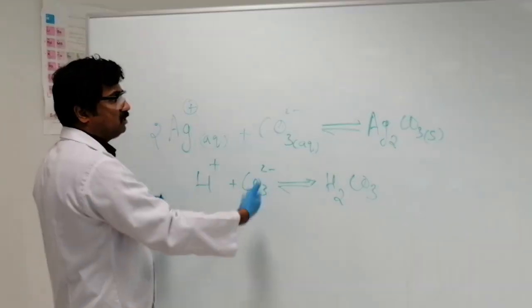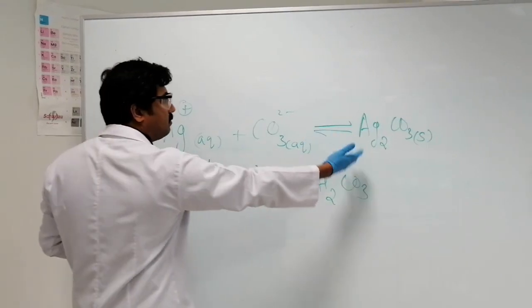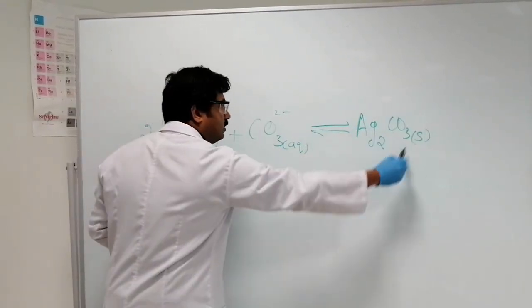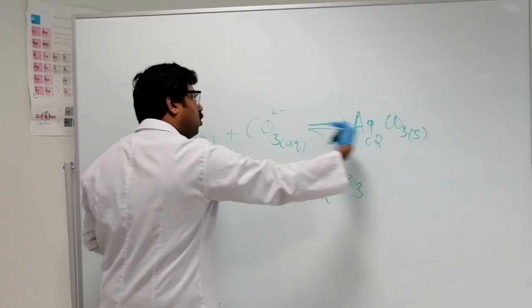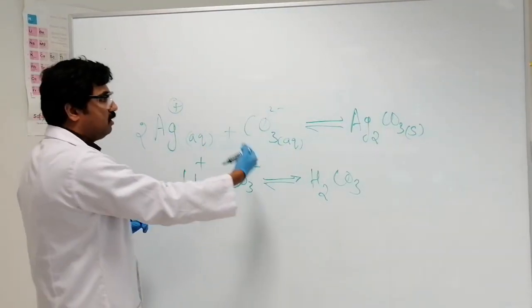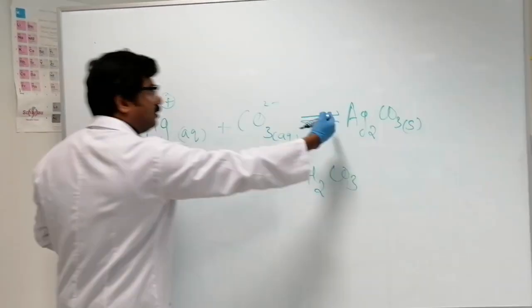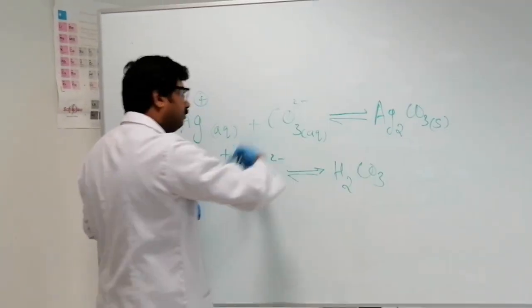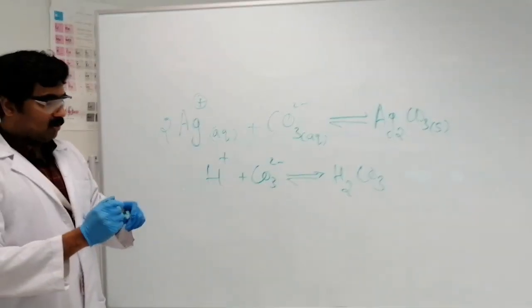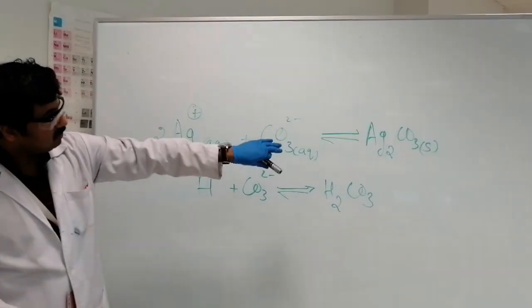So that means when you look at the test tube, you can see more and more of the undissolved silver carbonate goes into the solution. That means by adding 1 drop of acid, the precipitate seems to be dissolved in the reaction mixture. That means your equilibrium is shifting from right to left.